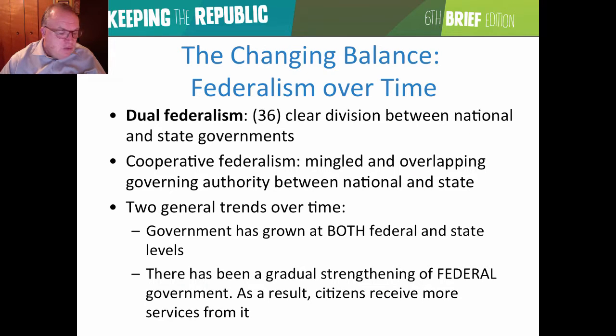So the changing balance over time. Well, it started as dual federalism, and the study guide asks, what is it? And the example often given is that dual federalism is like a layer cake. You can eat it, and there's a layer 1, layer 2, layer 3 maybe. So there is a clear division of power between the national government and the states. So it's a layer. What one can do, the other can't, very typically. That's how we started. Now, cooperative federalism is how that has mingled and overlapped over time. And the trend has been that government has grown at both levels, but there definitely has been a strengthening of the federal government. That has been a lot of what is behind the Tea Party movement.